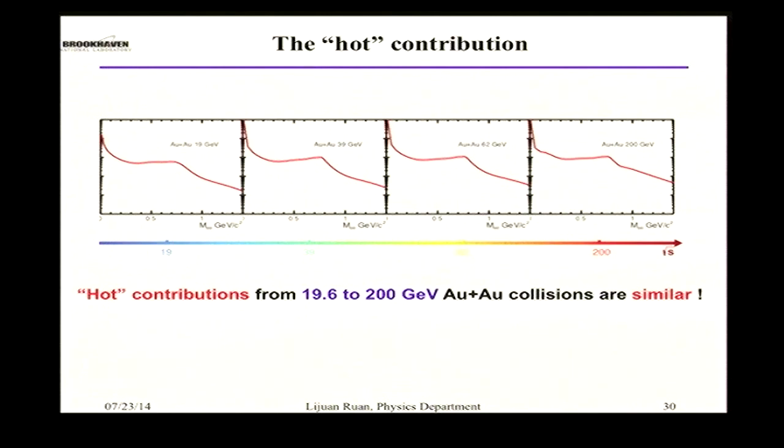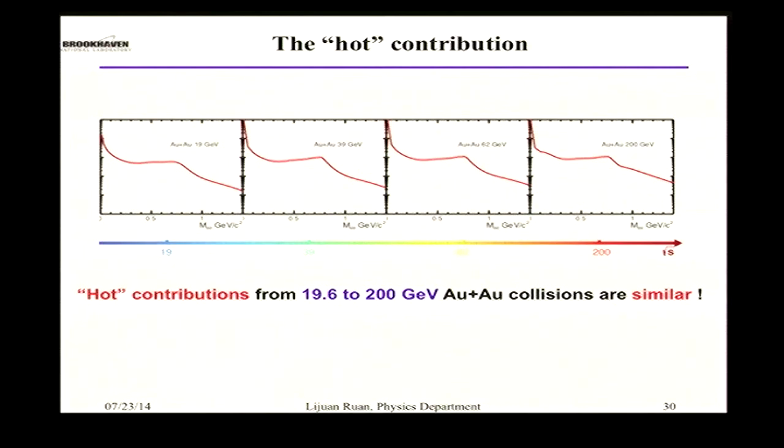Now let me look at the hot broadened contribution in a little more detail and look at the energy dependence. Here it shows the energy dependence. This is for 19 GeV, 39 GeV, 62 GeV, and 200 GeV. From these plots, you find they are very much similar, right? The shape is very much similar. The amplitude is also very much similar.